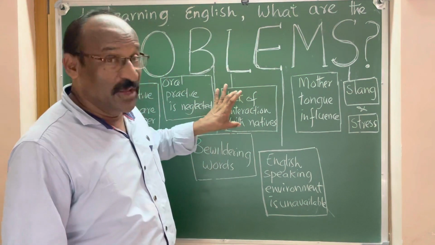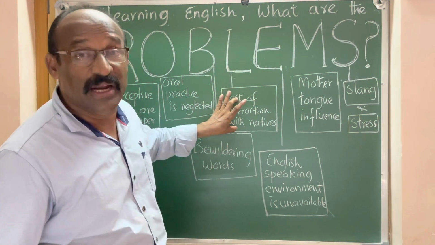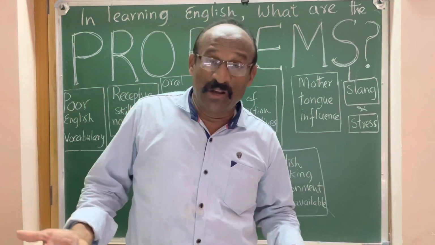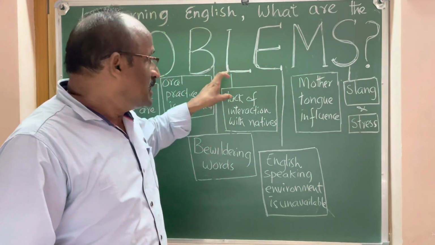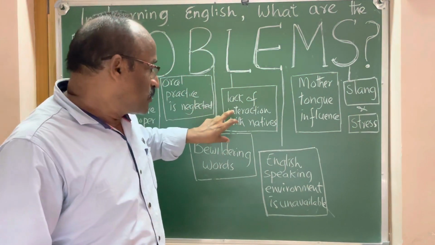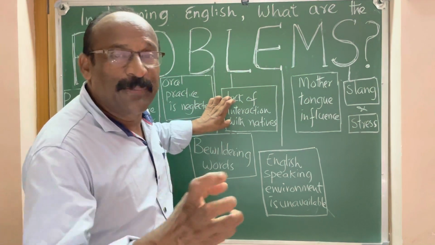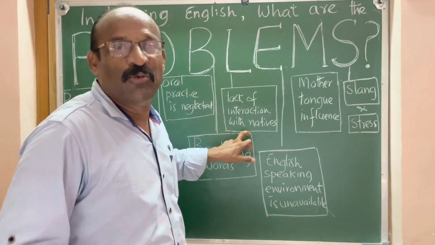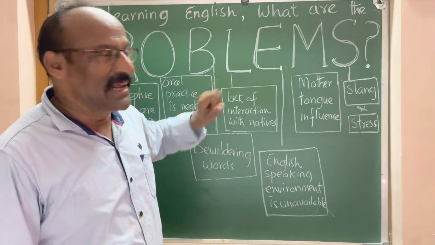Native speakers, if you have had interaction with native speakers, you would have spoken very well and learned in a very great way. So this is a main problem. To overcome this problem, we have to keep in touch with native speakers, so that we will overcome the problem of learning the English language.